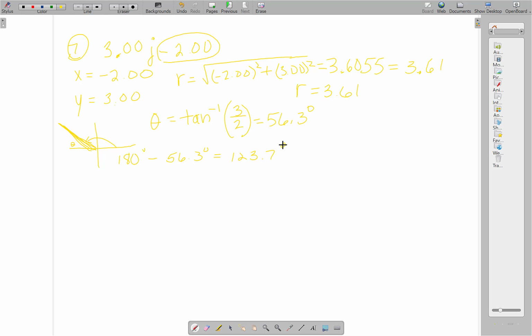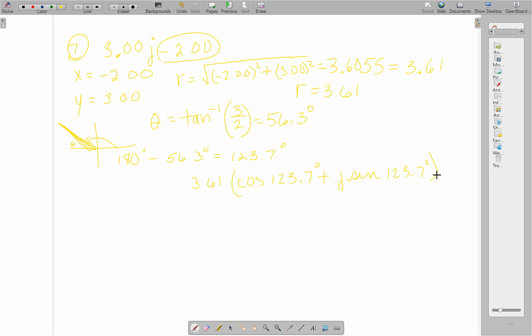123.7 degrees. So our final answer is, you list r first, 3.61, and in parentheses, cosine of your angle theta, 123.7 degrees, plus j times the sine of 123.7 degrees. Seems easy, doesn't it?